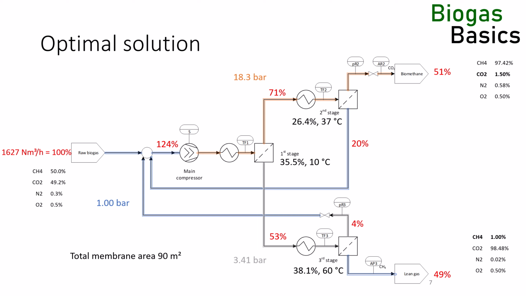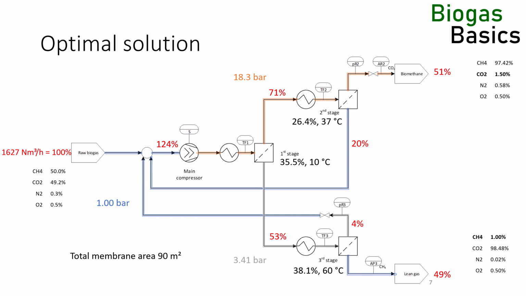35.5% of the total membrane surface is allocated to the first stage. The retentate of the first stage is 71% of the biogas flow and flows to the second stage. It is heated to 37 degrees Celsius. 26.4% of the total membrane area is allocated to the second stage. The retentate of the second stage contains 1.5% CO2, as the constraint requires.